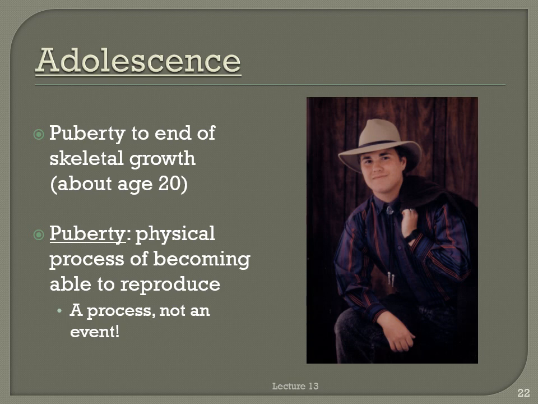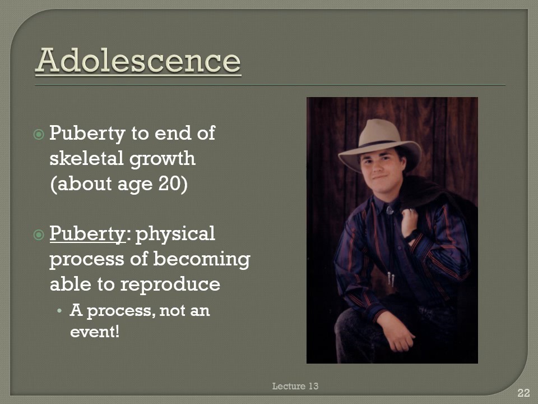Adolescence is the period between the onset of puberty and the end of physical growth. In humans, physical growth ceases within a couple years of age 20, though this too is variable depending on genetics and environment. So adolescence lasts about 5 to 10 years.